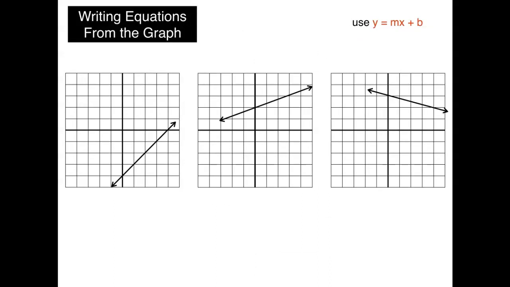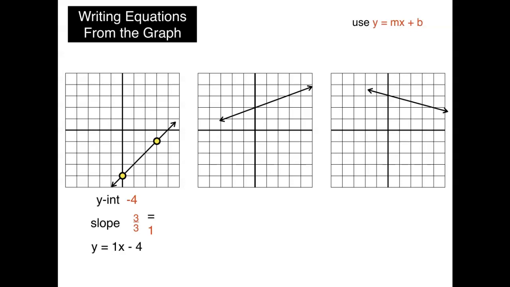Let's use graphs to write our equations by working backwards. So we can see that the first one has a y-intercept of negative 4. From there, we have a rise of 3 over 3, which is the same as 1. Our equation is y equals 1x minus 4.